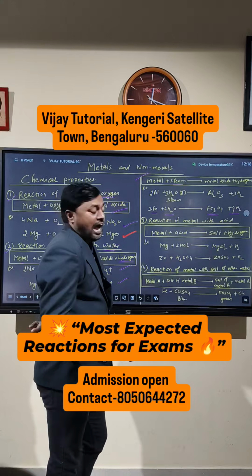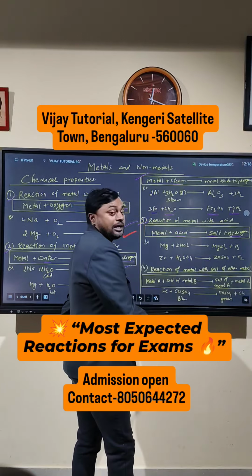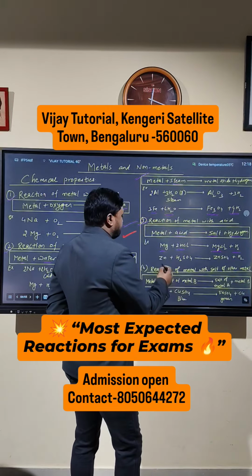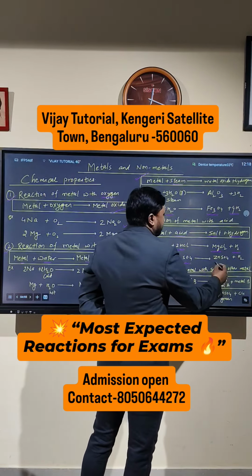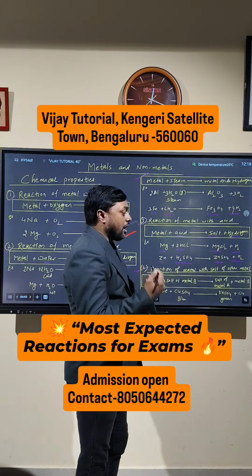Next, reaction of metal with acid. Generally, metals react with dilute acid and give you salt plus hydrogen. For example, magnesium plus hydrochloric acid gives magnesium chloride plus hydrogen. Zinc plus dilute sulfuric acid gives you what? Zinc sulfate plus hydrogen.